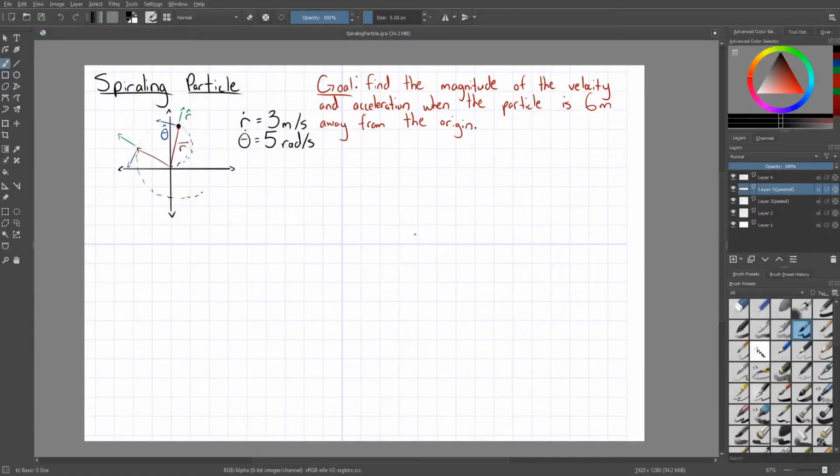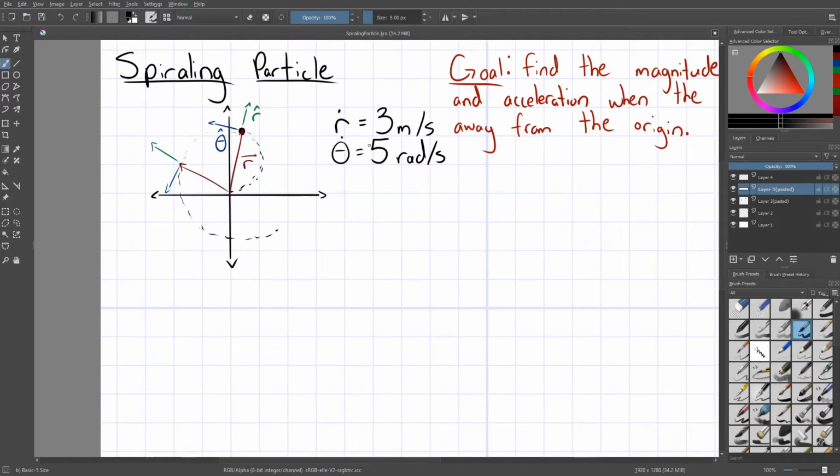Hey everyone, today I just want to talk about a little polar kinematics problem with a spiraling particle. So I'll talk about the setup and then we'll jump in how to solve it. In this situation, we have a spiraling particle that's tracing out the following trajectory in the dashed line.